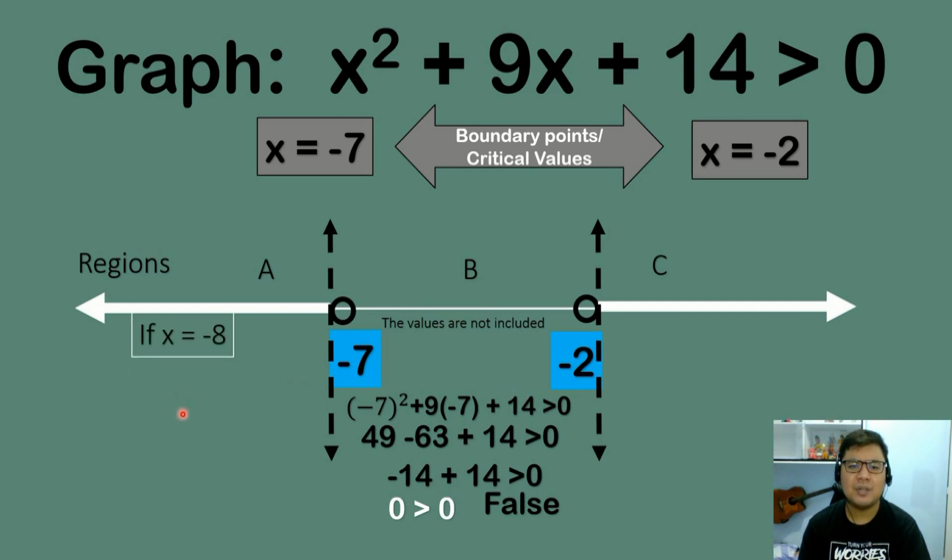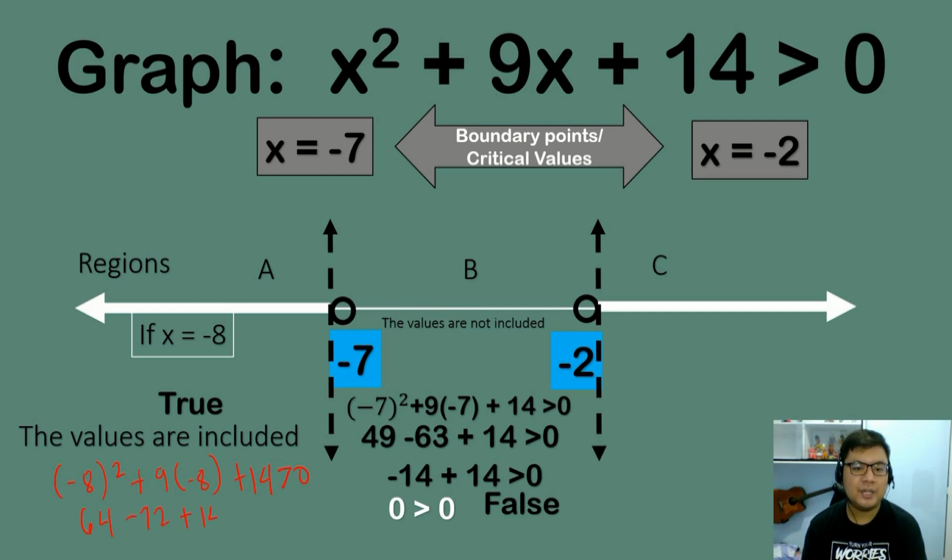How about if x is equal to negative 8? Ito ba ay sasama sa ating solution set? And so we have negative 8 raised to the second power plus 9 times negative 8 plus 14 is greater than 0. So negative 8 to the second power is positive 64. 9 times negative 8 is equal to negative 72 plus 14 is greater than 0. So 64 minus 72 is equal to negative 8. Negative 8 plus 14 is positive 6. So 6 is greater than 0. So therefore, this is true.